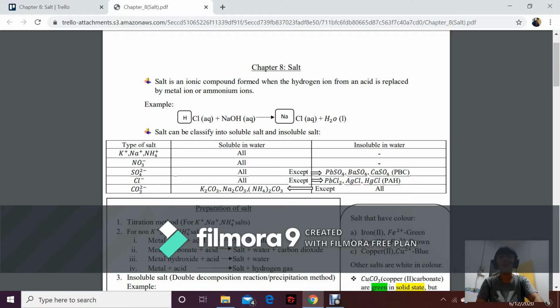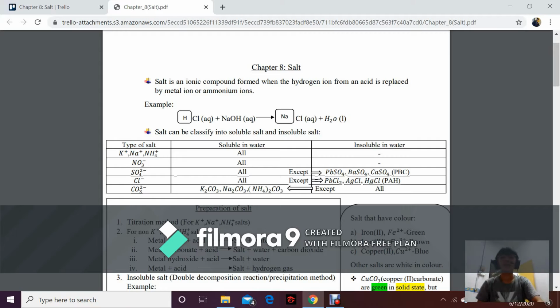So today we are gonna discuss about salt. What is actually salt? Salt is an ionic compound formed when the hydrogen ion from an acid is replaced by metal ion or ammonium ion. So that is the definition for salt.